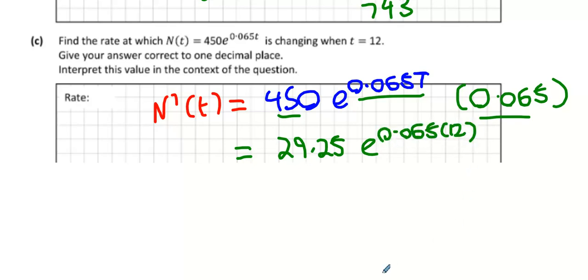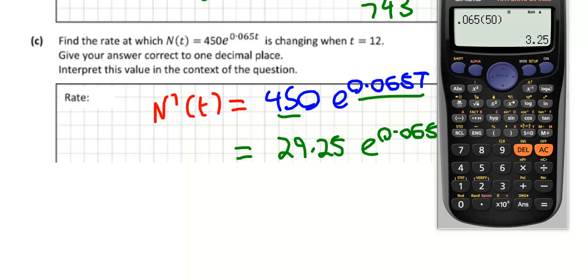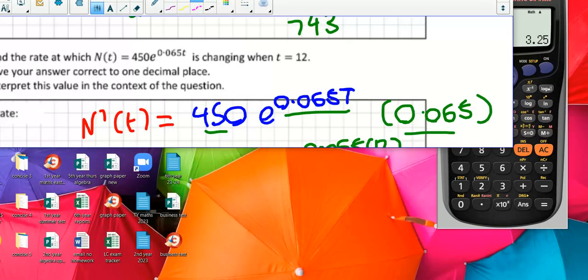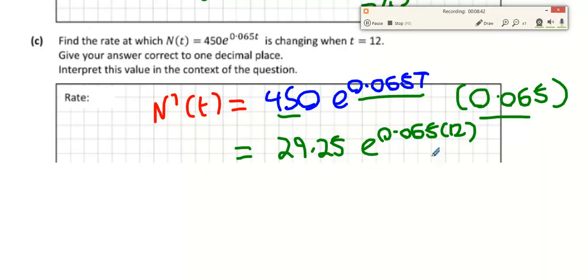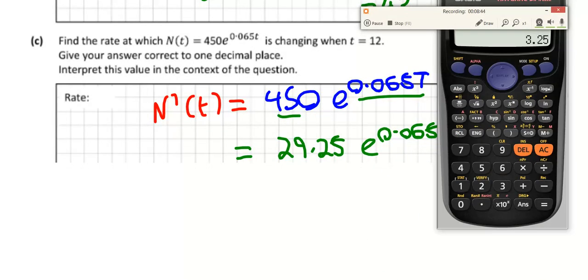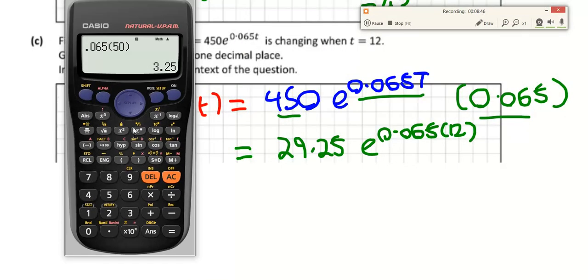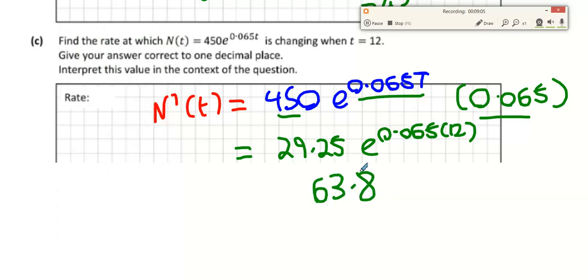Okay. Into the calculator with it. 63.8. Okay, I'll just verify that with the lads there. Is any of this very familiar with us at this stage? Yeah, 63.8. We all good? Okay.